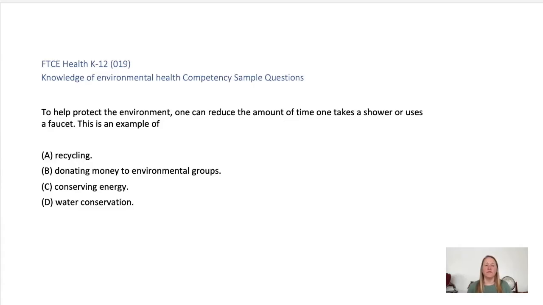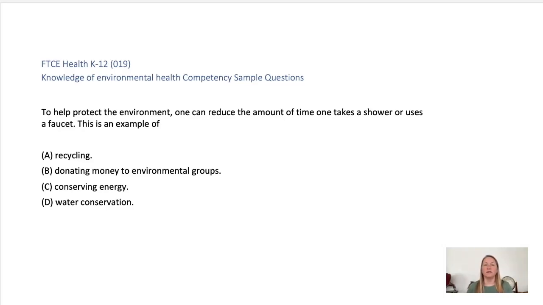To help protect the environment, one can reduce the amount of time one takes a shower or uses a faucet. This is an example of A, recycling, B, donating money to environmental groups, C, conserving energy, or D, water conservation.